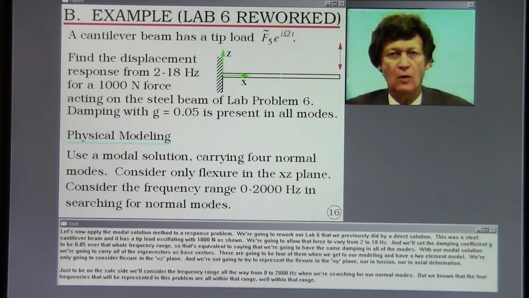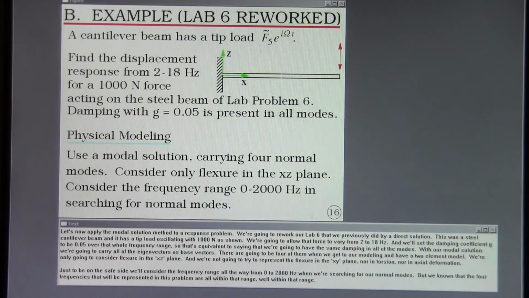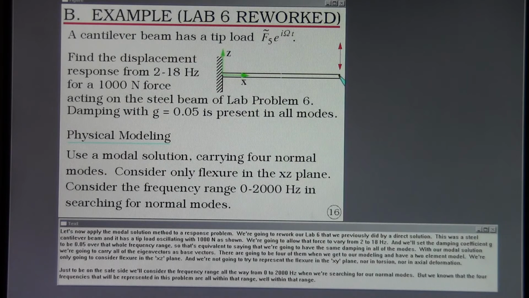Let's now apply the modal solution method to a response problem. We're going to rework our Lab 6 that we previously did by a direct solution. This was a steel cantilever beam, and it has a tip load oscillating with 1,000 newtons as shown. We're going to allow that force to vary from 2 to 18 hertz, and we'll set the damping coefficient G to be 0.05 over that whole frequency range. So that's equivalent to saying that we're going to have the same damping in all of the modes.